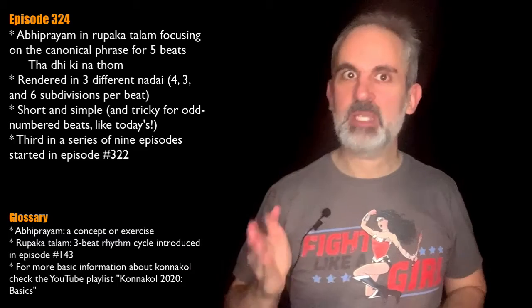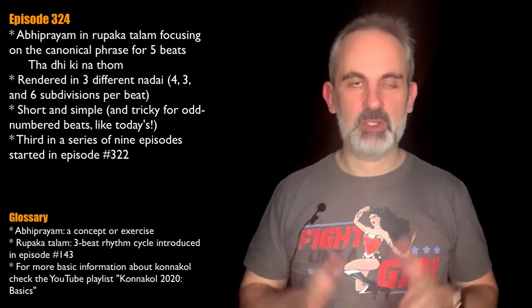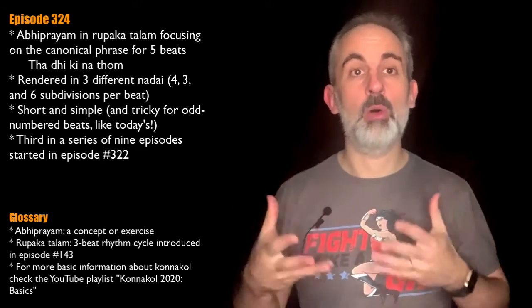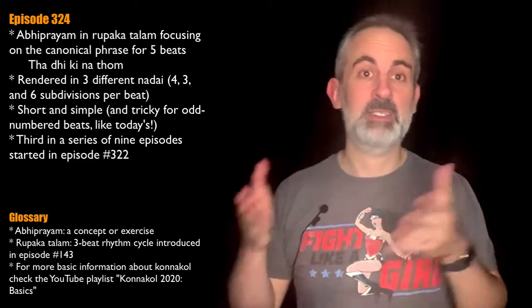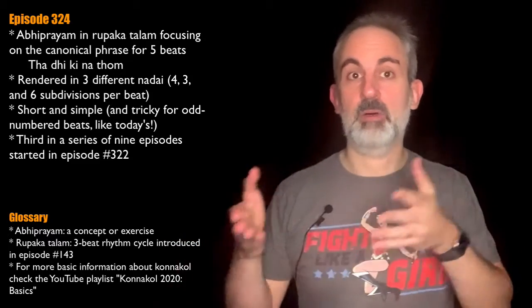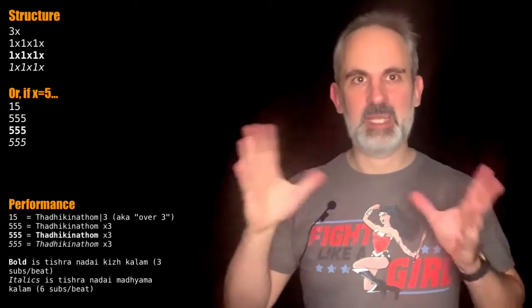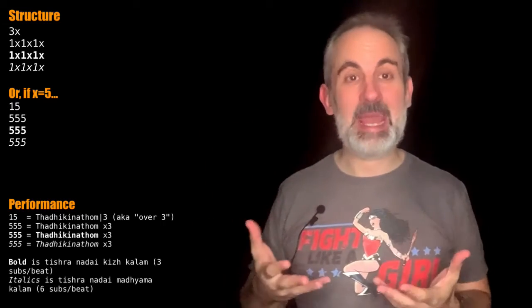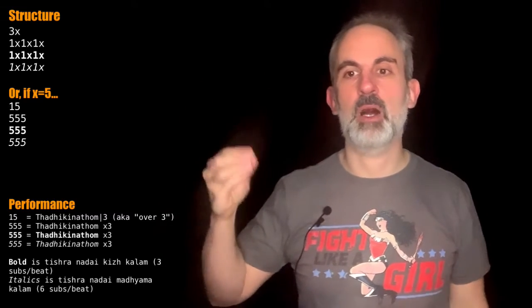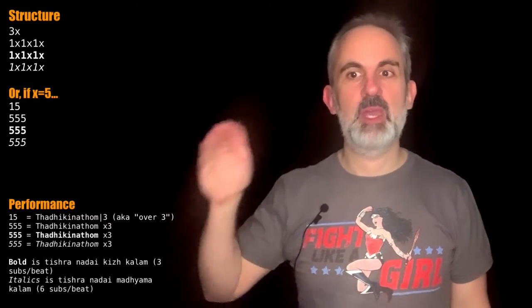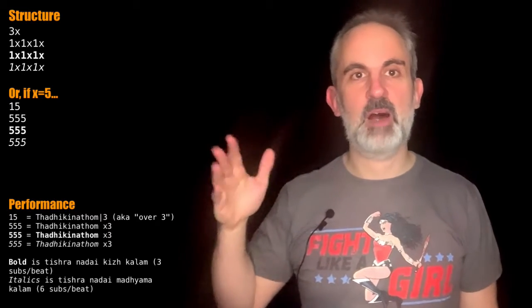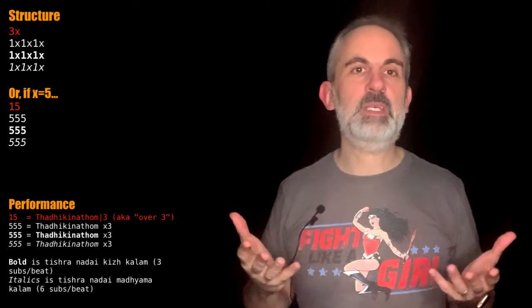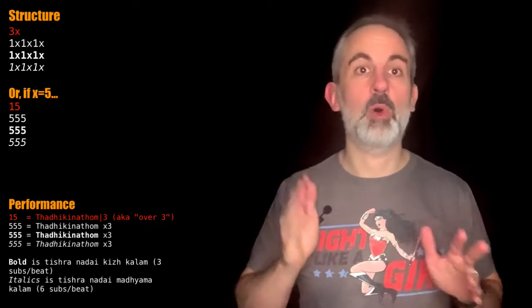And we're going to go straight into the structure now, because the main characteristics of today's abhiprayams are exactly the same as that of yesterday and the day before. So let's look at the structure. No changes in the x's here in the standard formula, and when we make x have a value of 5, then we get the numbers you see here in the middle, which are 15, 555 in bold, and 555 in italics. The 15 is going to be performed as Thadhikina-thom over 3.